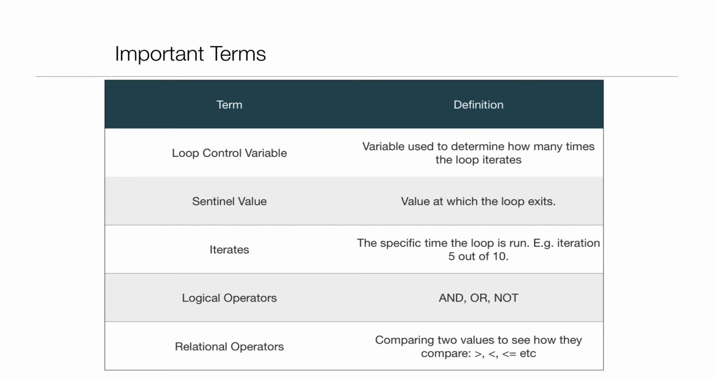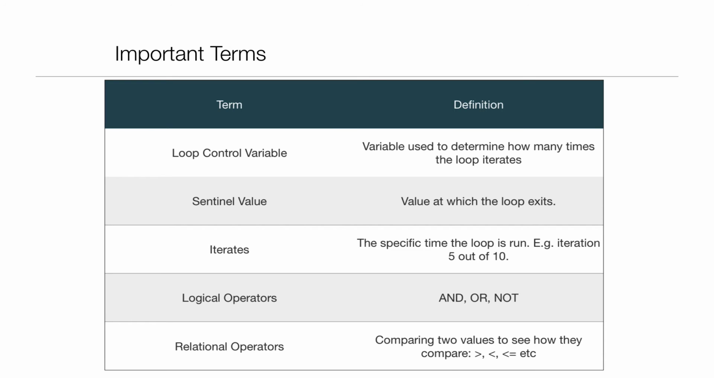Okay, so some important terms you've got to be aware of. Loop control variable. It's how many times the loop iterates. Sentinel value, we talked about, that's at what value the loop exits. So in the loop examples, it was 5. Iteration is how many times or each time the loop runs, and you can say that the loop iterated 5 times, or that in the next iteration the loop variable is going to be this.